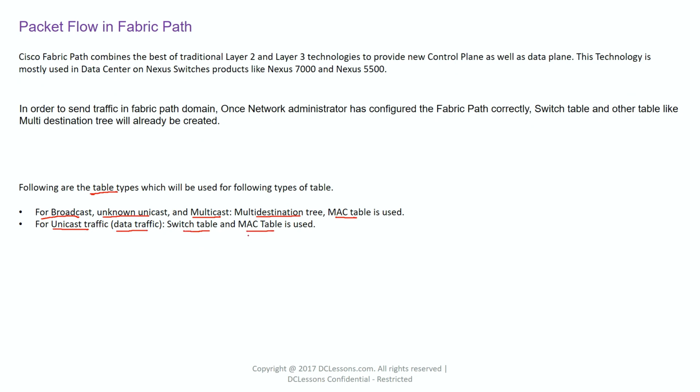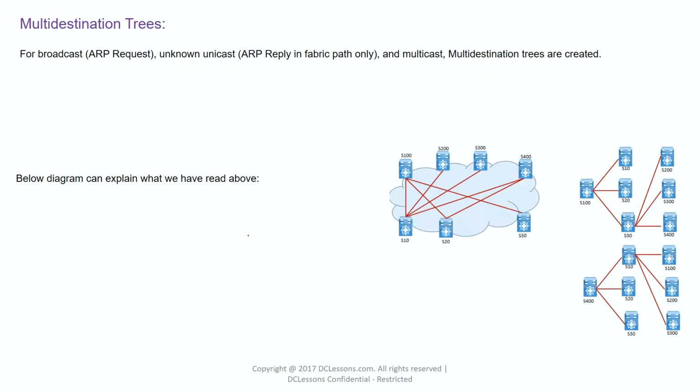Now let's see how the multicast tree is created. For the ARP request or broadcast, unknown unicast, that is the ARP reply, which is only for FabricPath technology, and for multicast, multi-destination trees are created. In the FabricPath domain, two multi-destination trees are created, for which two root switches have to be defined. A root switch can be defined or elected by the following method.